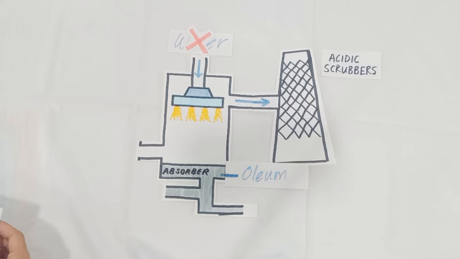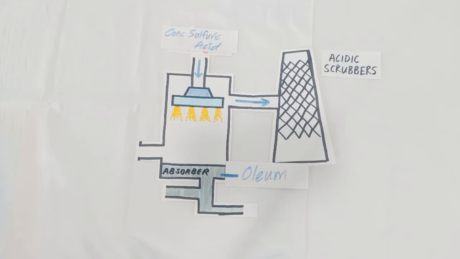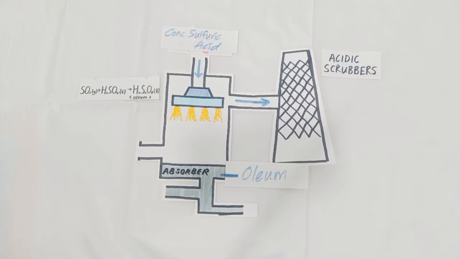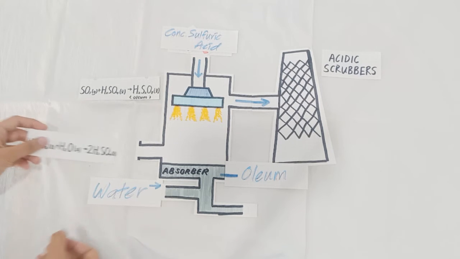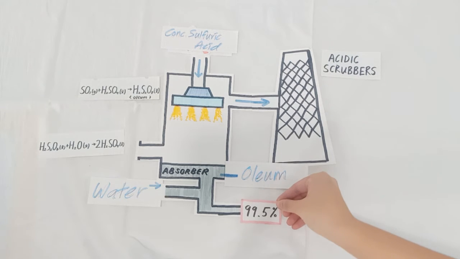So this process is achieved indirectly by initially dissolving the sulfur trioxide in concentrated sulfuric acid, as shown in the first equation here. The oily product is known as oleum. This can be reacted safely with water to produce concentrated sulfuric acid. And then, 99.5% concentrated sulfuric acid is collected.